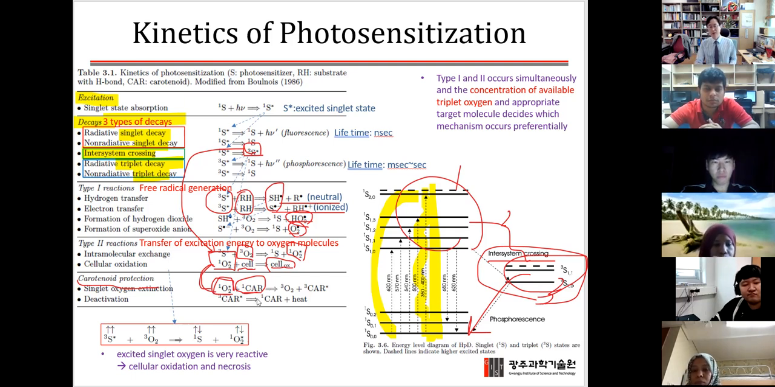So we should have enough vegetables or fruit to keep our normal cells healthy. Once this carotenoid interacts with singlet oxygen, it becomes excited, and then the excited carotenoid releases energy in terms of heat and becomes normal state.